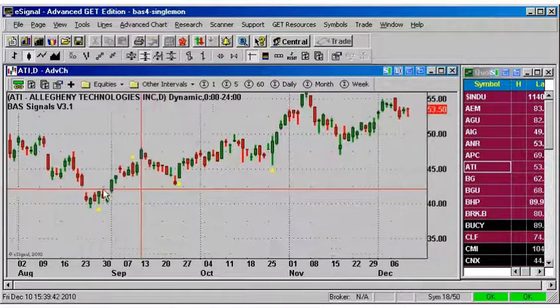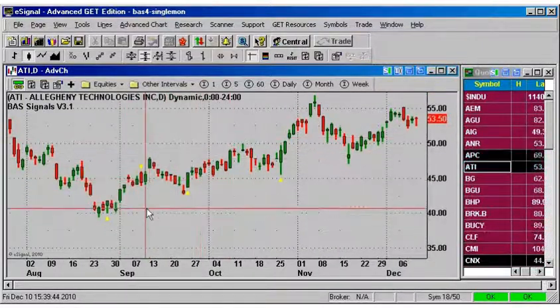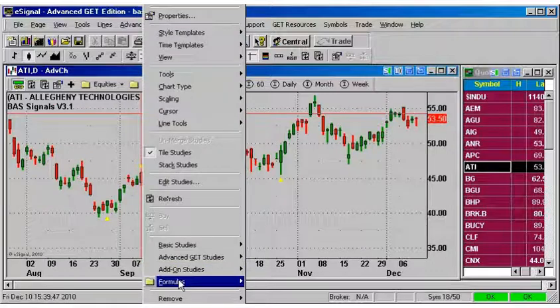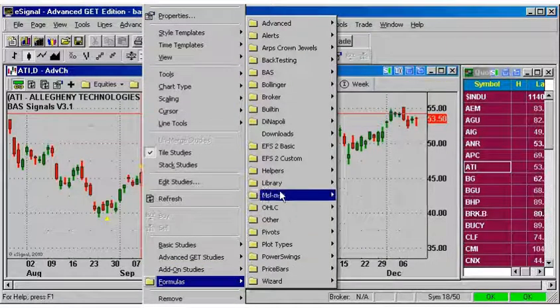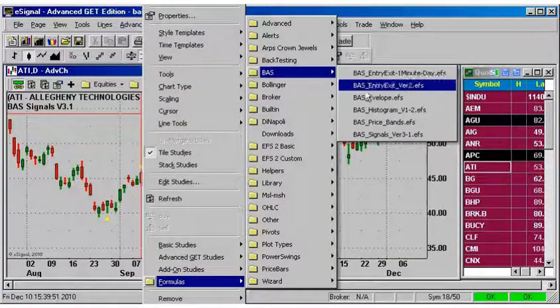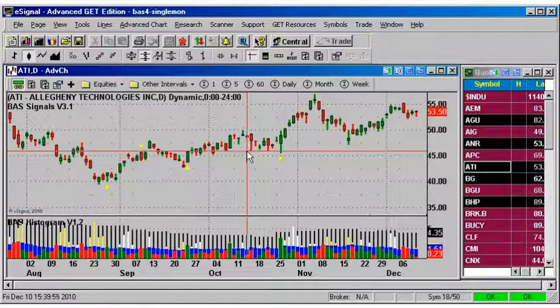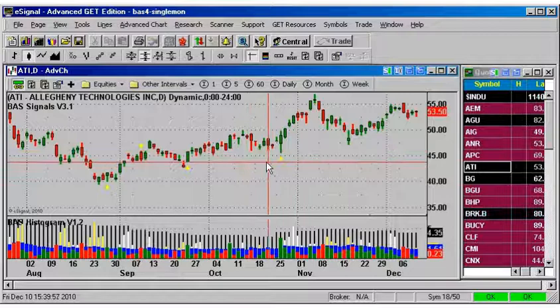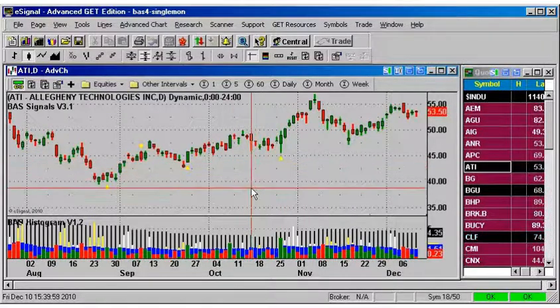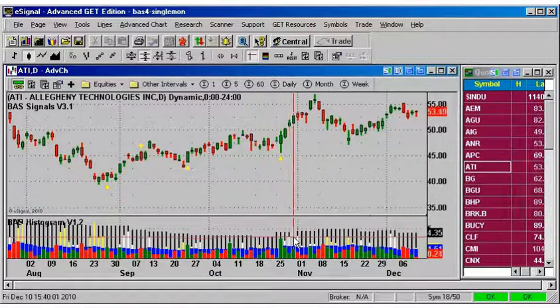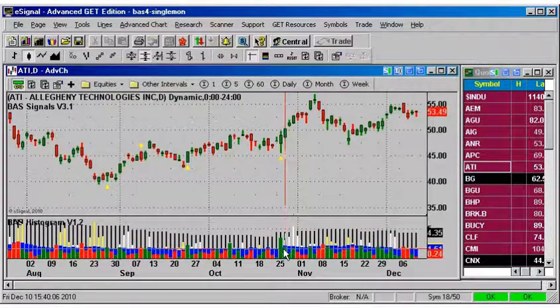Now we're going to look at the histogram. So let me add the histogram to the chart. And here we go. First thing you'll notice is that we have tall, white, skinny bars with short green fat bars.